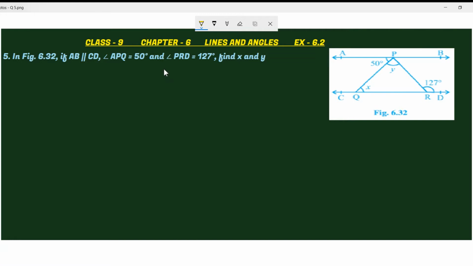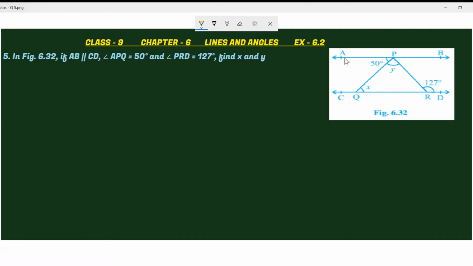Today I am going to teach you Class 9, Chapter 6, Lines and Angles, Exercise 6.2. Question number 5. In figure 6.32, if AB is parallel to CD, angle APQ is equivalent to 50 degrees and angle PRD is equivalent to 127 degrees. Find X and Y. This is the figure given in the book.